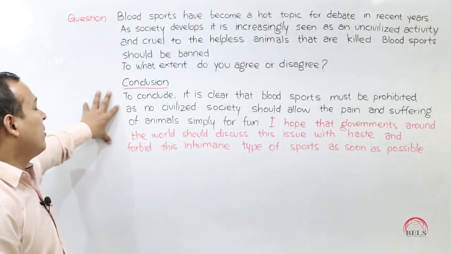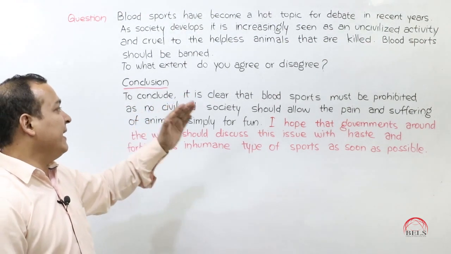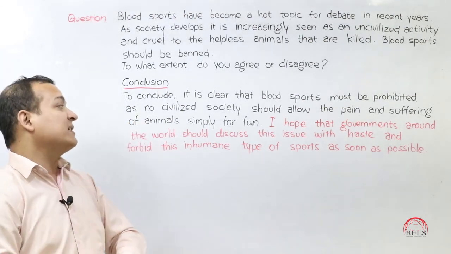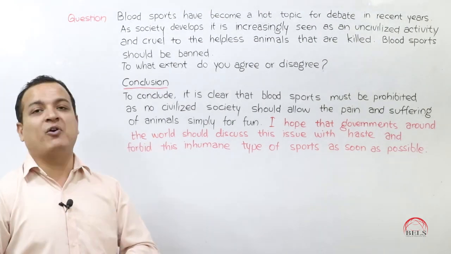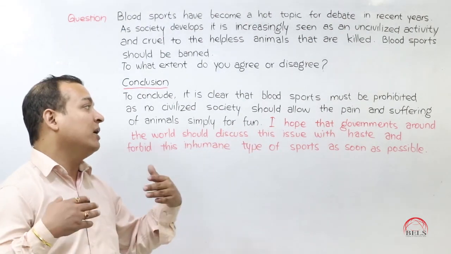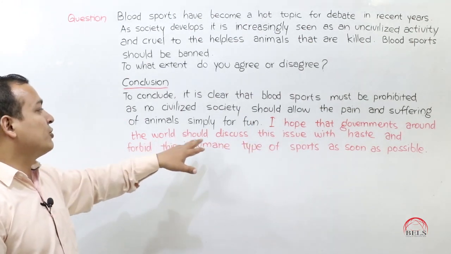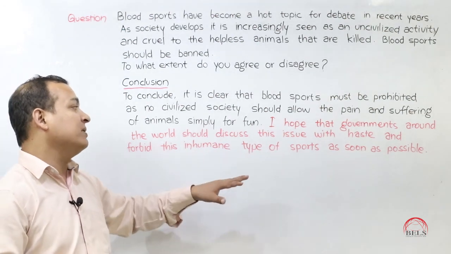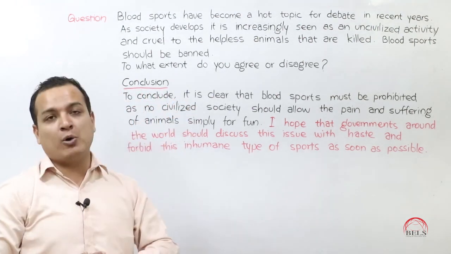So how have I written the conclusion part of this? To conclude, comma. This is very important, to use the comma after this. It is clear that blood sports must be prohibited, as no civilized society should allow the pain and suffering of animals simply for fun. Now you have to give your recommendation, meaning your prediction about it, as I've explained before. I hope that governments around the world should discuss this issue with haste and forbid this inhuman type of sports as soon as possible. So this is the way of writing an effective conclusion part, guys.